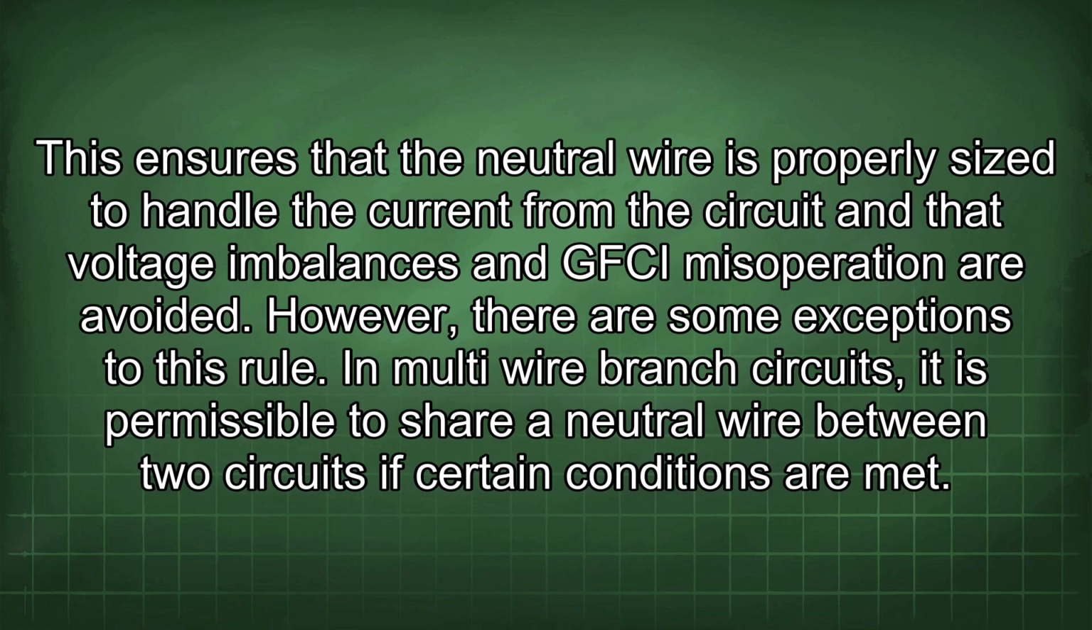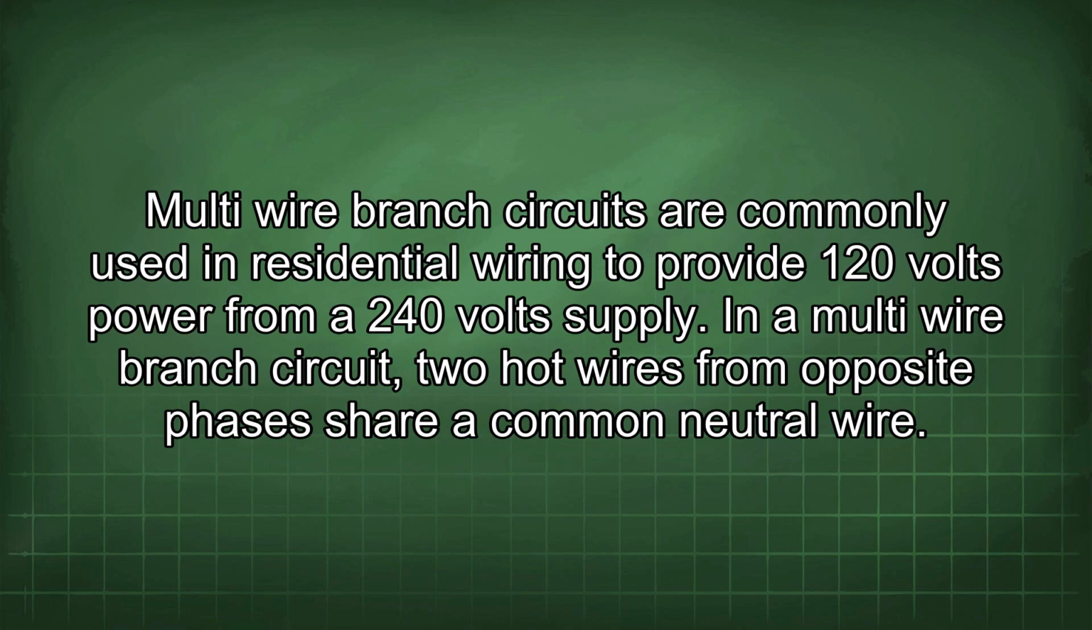This ensures that the neutral wire is properly sized to handle the current from the circuit and that voltage imbalances and GFCI misoperation are avoided. However, there are some exceptions to this rule. In multi-wire branch circuits, it is permissible to share a neutral wire between two circuits if certain conditions are met. Multi-wire branch circuits are commonly used in residential wiring to provide 120 volts power from a 240 volts supply. In a multi-wire branch circuit, two hot wires from opposite phases share a common neutral wire.